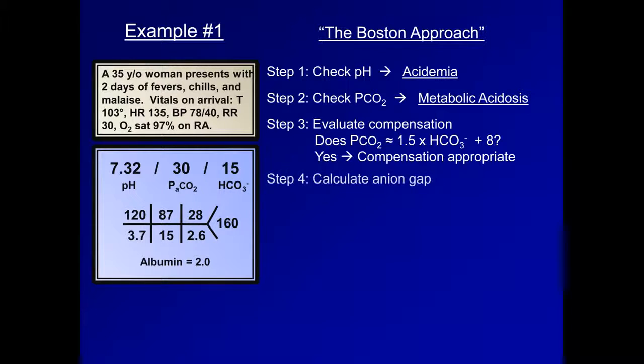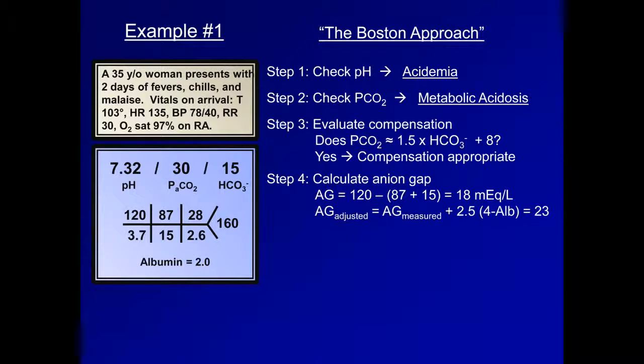Step 4, calculate the anion gap, which is sodium minus the sum of chloride and bicarb, which in this case is 18. And we then adjust the anion gap for hypoalbuminemia to determine an adjusted gap of 23. Thus, the metabolic acidosis is an elevated anion gap metabolic acidosis.